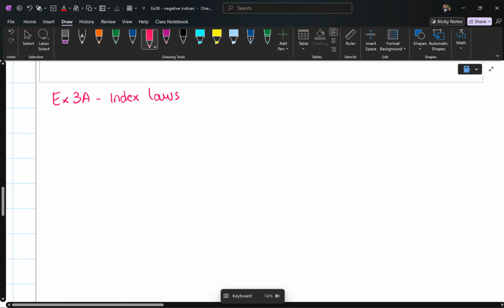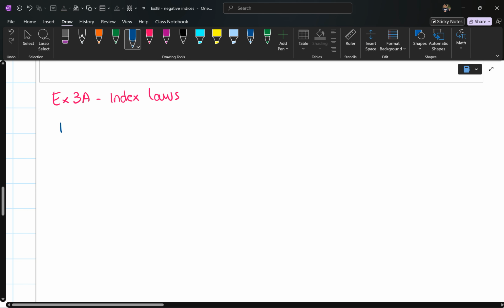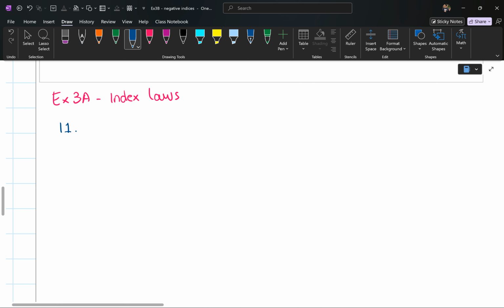8 index laws to review. So before we start on Ex3B, let's see what you remember. Index law number 1, so I'm going to call it I1, is what can I please have, Toby?